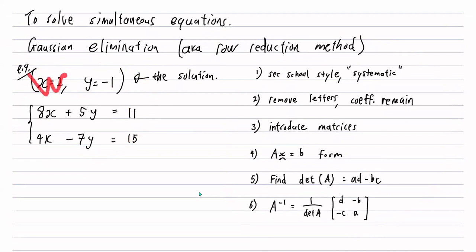So pretend you didn't know the solution. You've got two equations and two unknowns. How do you solve? Simultaneous equations, right? You know how to solve this, yes?